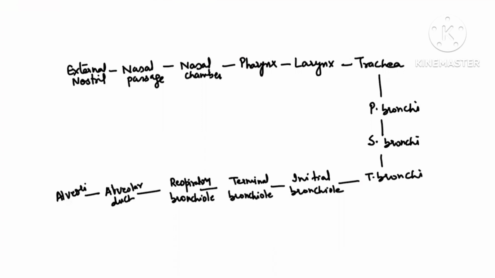So we can see the sequence of the passage of air starting from the external nostril. It is going to the nasal passage, then to the nasal chamber, pharynx, through the glottis entering into larynx, reaching the trachea. Trachea is dividing at the fifth thoracic level into right and left primary bronchi. And on each side, primary bronchi will branch to make secondary bronchi, which divide to form tertiary bronchi. Tertiary bronchi, further branching, give rise to bronchioles, initial bronchiole, then terminal bronchiole, and respiratory bronchiole, which is going to give rise to alveolar duct, and finally alveoli.